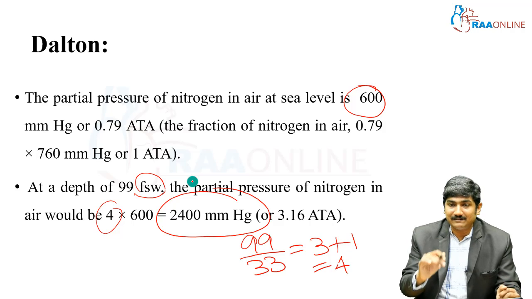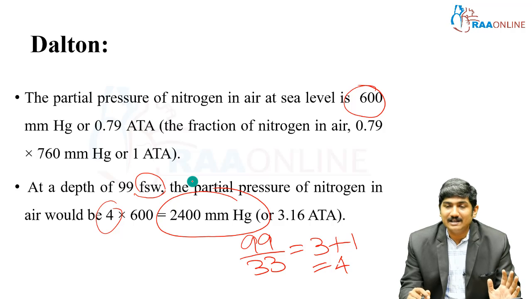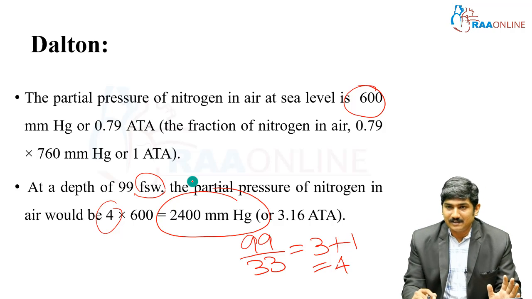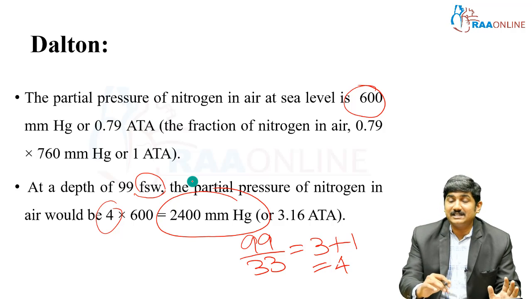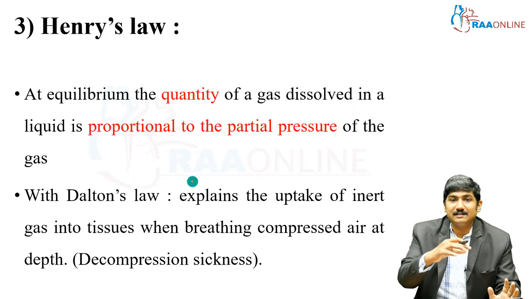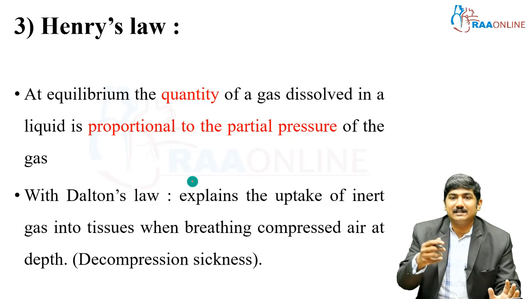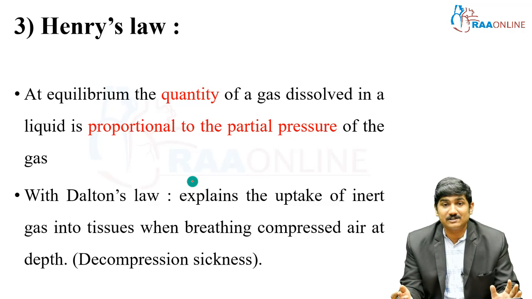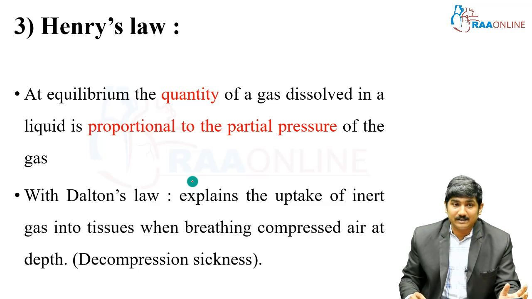At sea level, nitrogen has a partial pressure of 600 mmHg, so that will dissolve to a certain extent. But when he is dropping down to 99 feet deep inside the seawater, the partial pressure of the nitrogen increases. Once the partial pressure increases, the dissolving capacity of the nitrogen also increases. So nitrogen is going to get dissolved in the body liquids, especially the blood. It can be any liquid. This is stated by Henry's law.